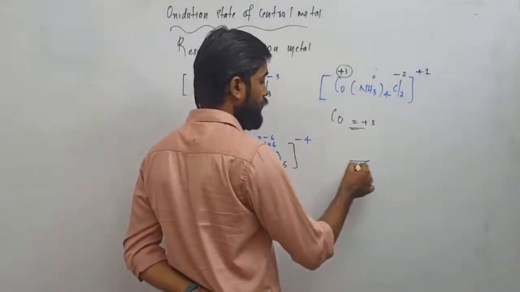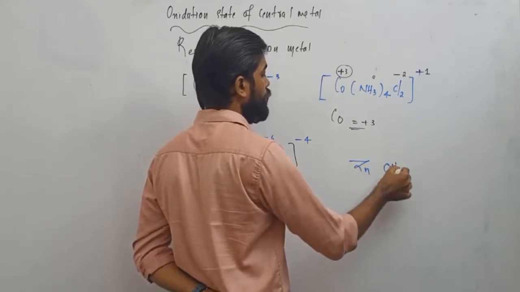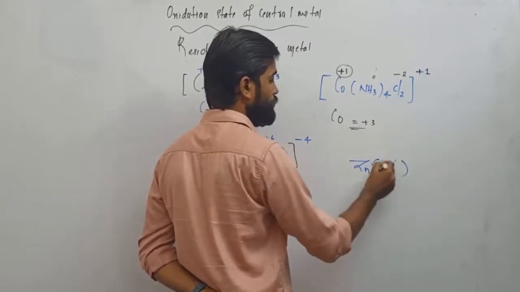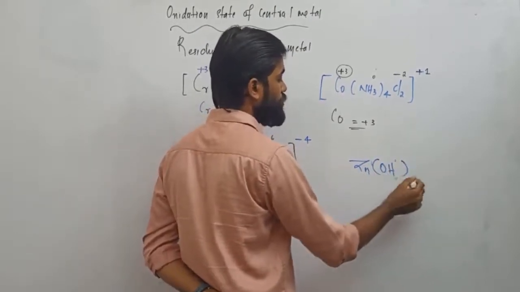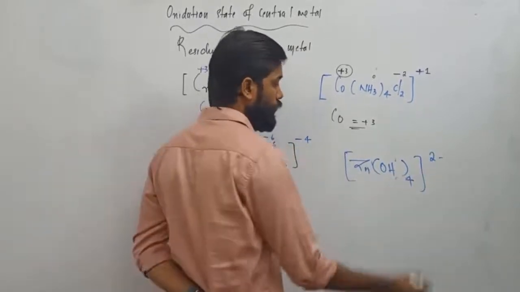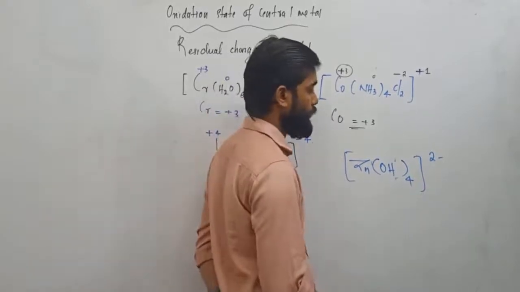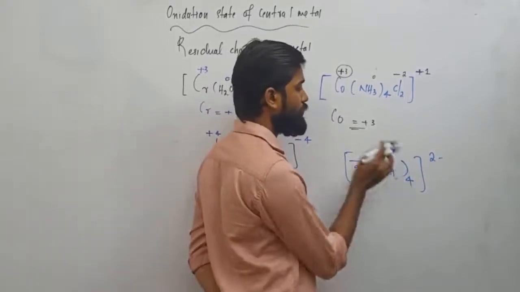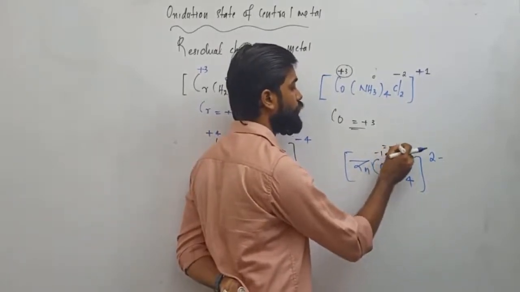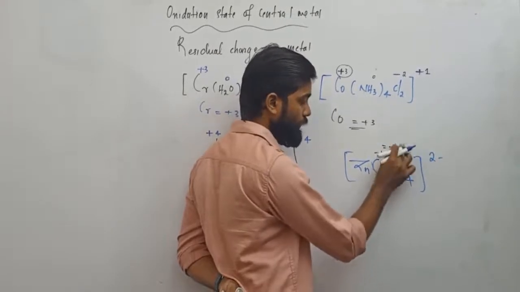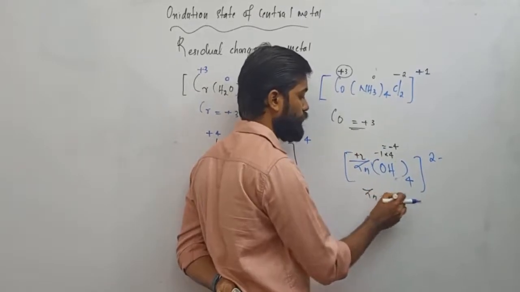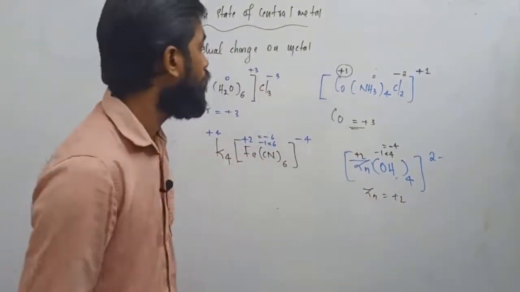And if it was a complex ion, what will be the nature? [Zn(OH)4]2-. So it is clear that the whole charge is -2. What about the charge of OH? OH is a ligand called hydroxido with a charge of -1. So -1 into 4 is -4. Already here is -4, but the answer is -2. So no doubt your zinc has to offer +2. This is how you can find the oxidation state.